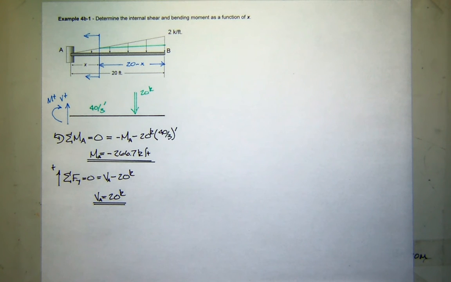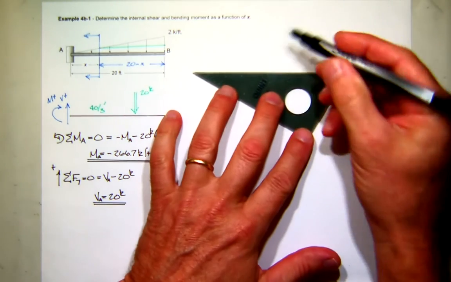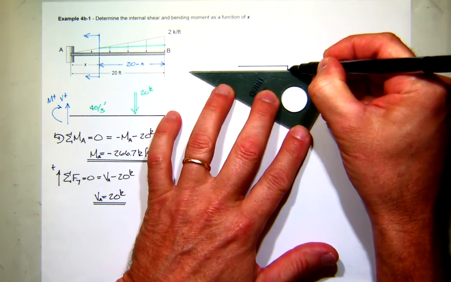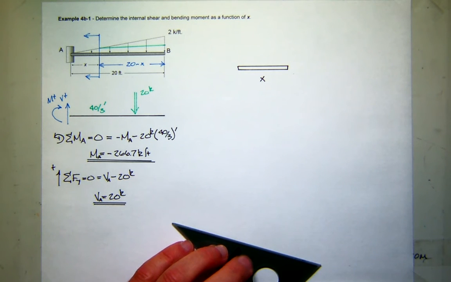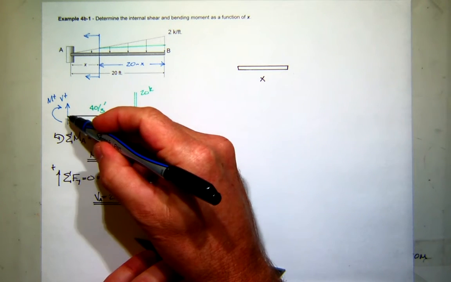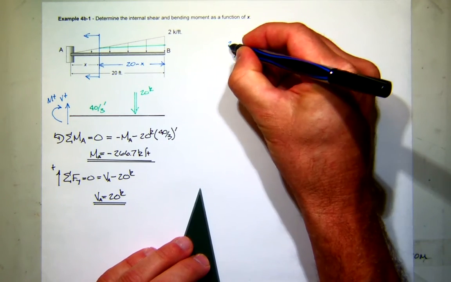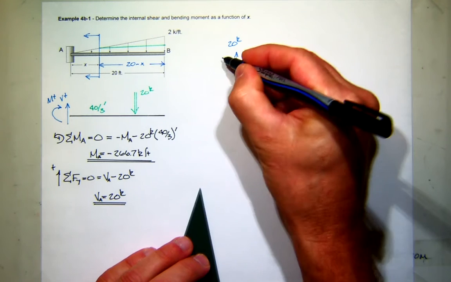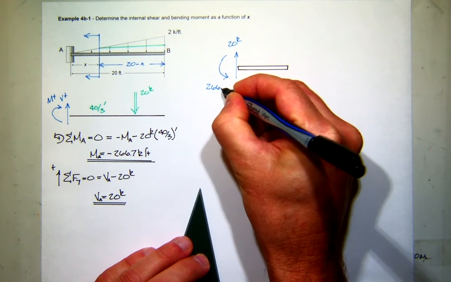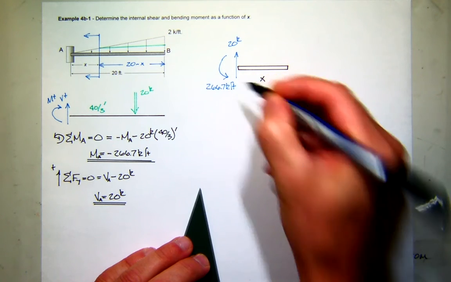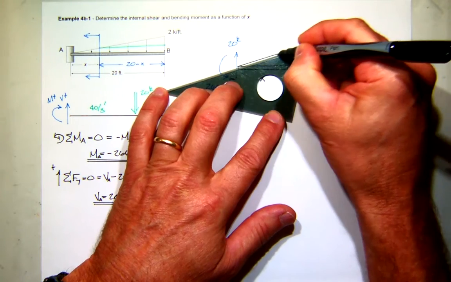Everybody good with that? So now I'm going to draw a free body diagram of this left-hand side. I'll draw it a little bit larger so we can see it. So here's the section. It's of length x. I've got my shear force, which is up, a value of 20 kips. And my bending moment now is negative 266.7 kip feet. And then I've got my loading, which is triangular.